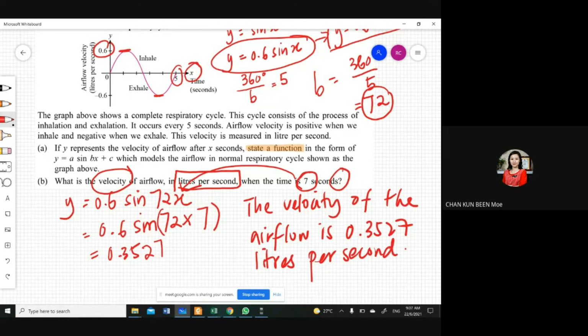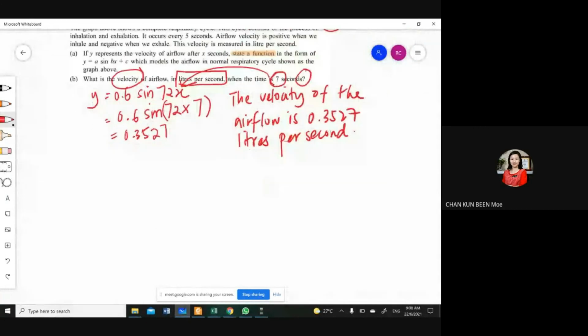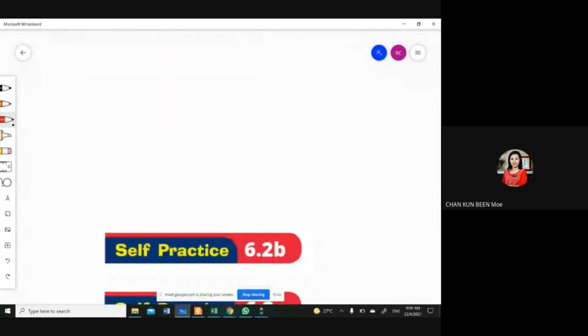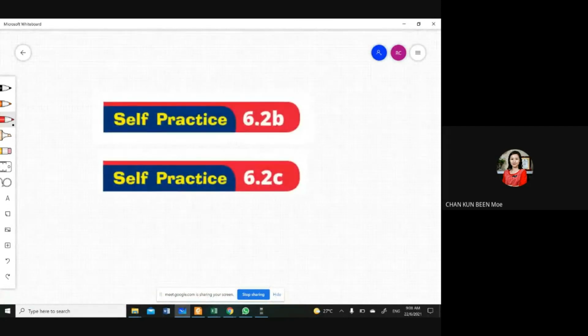Okay, so that's all for the whole chapter. Any questions? No questions? Okay, good. So what you have to do is self-practice 6.2b and self-practice 6.2c.